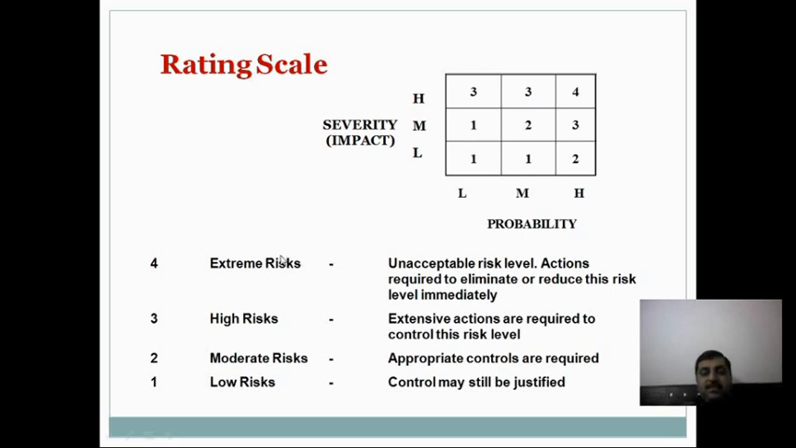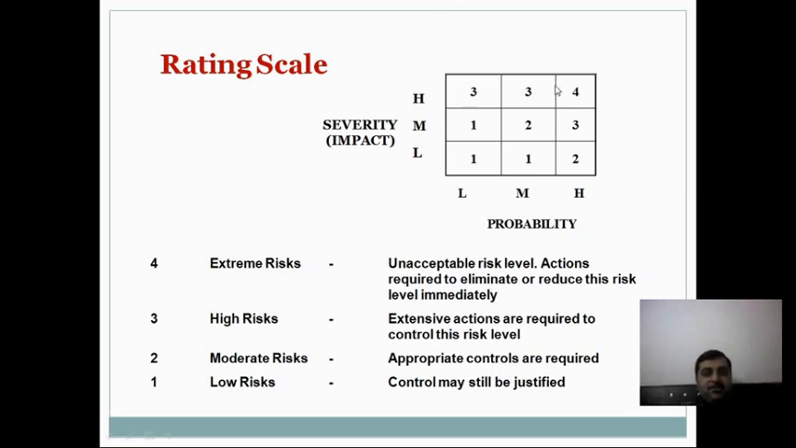When I say extreme risk, it has to be dealt with very seriously so that we can eliminate it. When we talk of high risk, we need to look at the eliminating options, but yes, control can be possible. When it is moderate risk, we have to look for the appropriate control, and when there is low risk, control, if at all, can be justified.